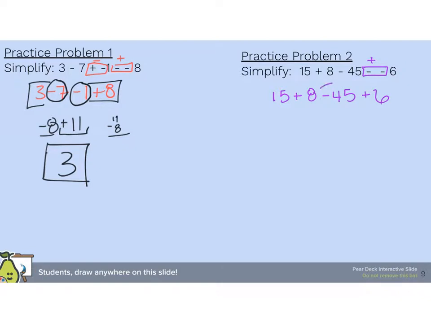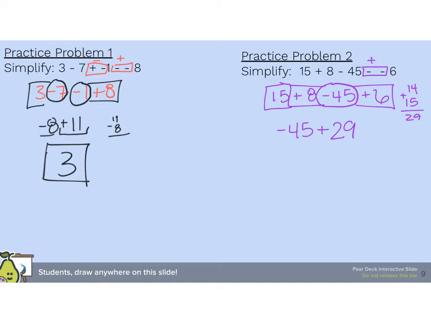Now I'm going to circle my negatives, and I only have the 1, so it's negative 45. Now for my positives, I have a 15, I have an 8, and I have a 6. So I know 8 and 6 is 14. 14 and 15 is 29. So I have 29 positives.